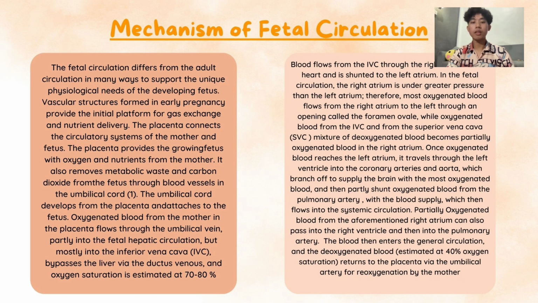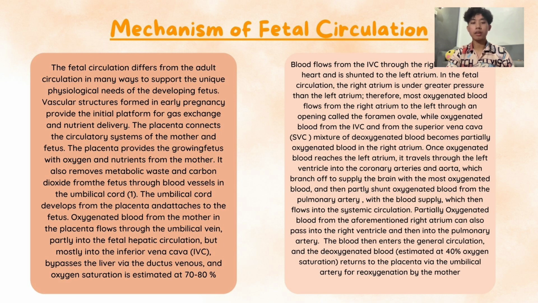Therefore, most oxygenated blood flows from the right atrium to the left through an opening called the foramen ovale, while the oxygenated blood from the inferior vena cava and the deoxygenated blood from the superior vena cava mix to become partly oxygenated blood in the right atrium.